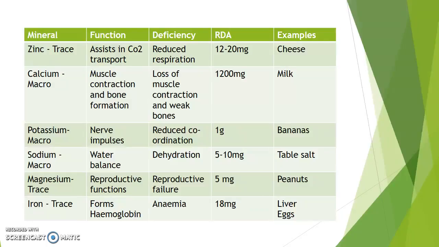Magnesium is a trace mineral, and it helps with reproductive functions, so without it you can get failure in the reproductive system. Recommended daily intake is 5 milligrams, and it can be found in peanuts.